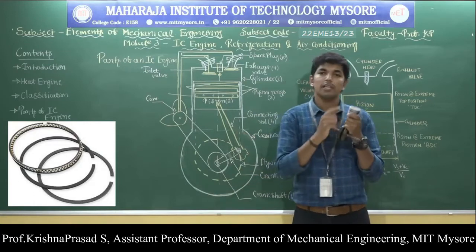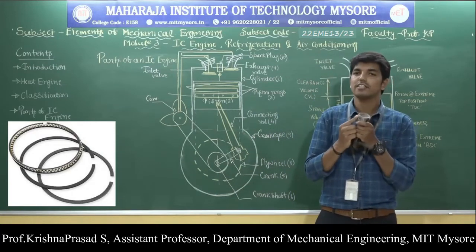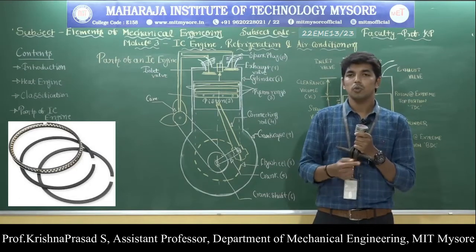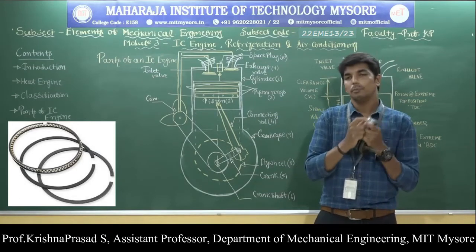Then the oil ring. The main function of the oil ring is to extract the excess lubricating oil from the engine cylinder and send it back to the oil sump through oil holes provided on the piston.